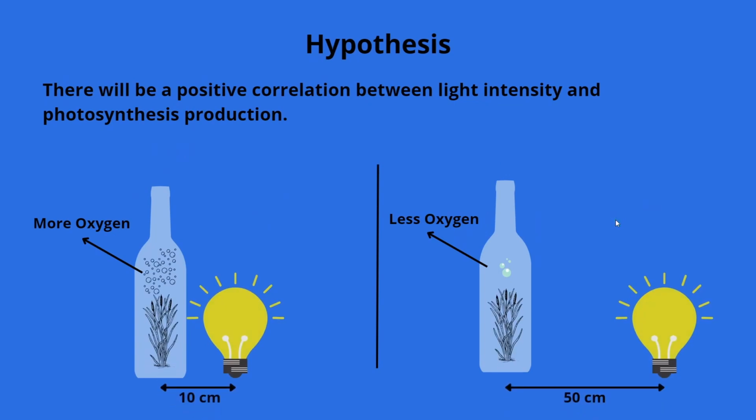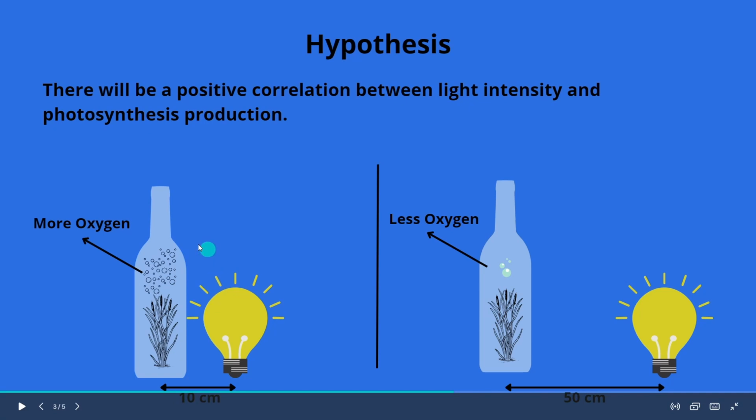Third is the hypothesis. In this experiment, the hypothesis is that there will be a positive correlation between light intensity and photosynthesis production. So this means that higher light intensity will produce more oxygen, as explained in the diagrams.